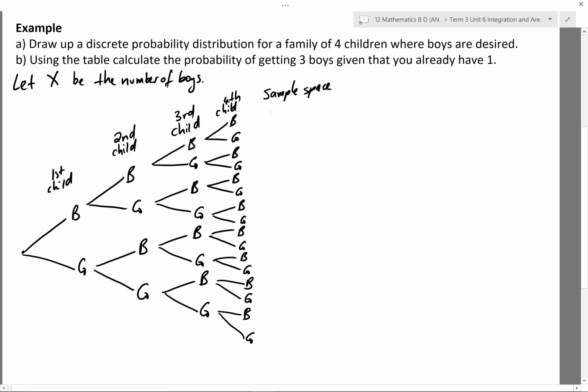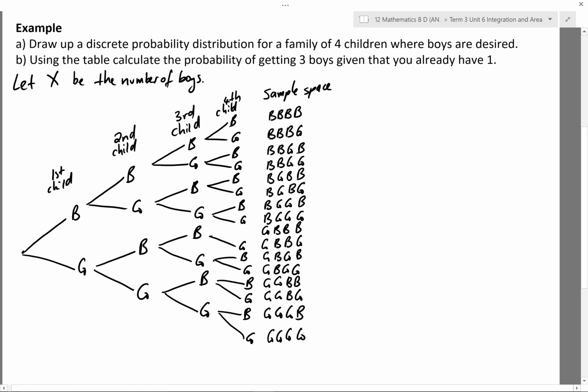So I've completed my tree diagram. I can then write my sample space. I'm going to list the outcome of my random variable here. So I'm going to essentially count the number of boys in each of these outcomes in my sample space. So in this first one, there's 4. 3 boys there, 3 boys, 2 boys, 3 boys, etc. as we go down.